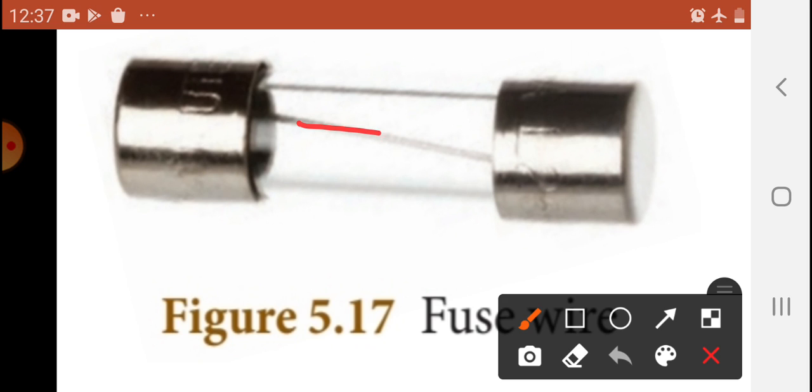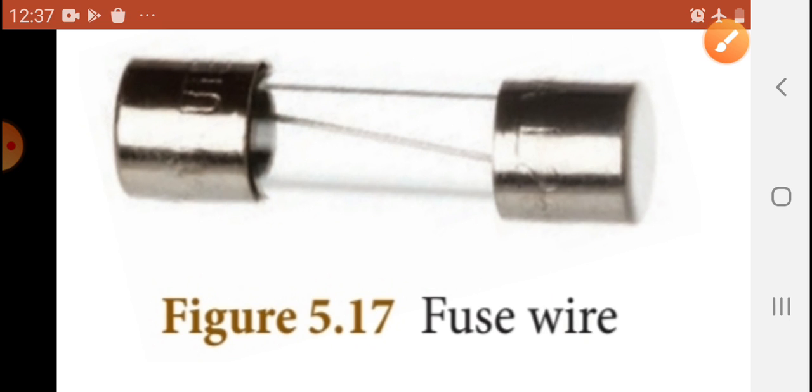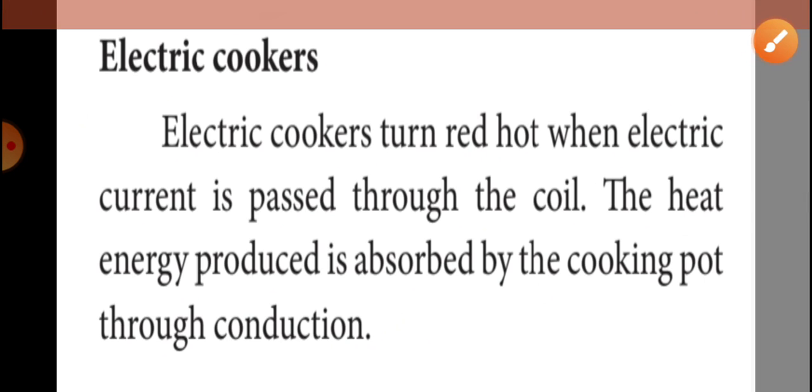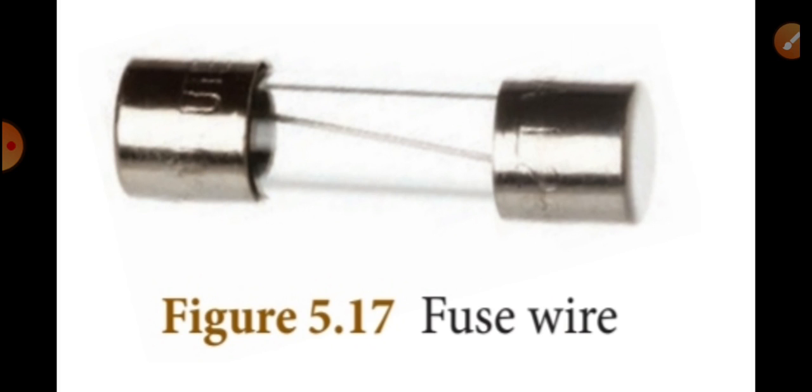That is a thin wire, that is an alloy. So that is a strip of alloy wire which is made up of lead and tin with a very low melting point. On these two sides, we have covered it with glass. So that is nothing but a fuse wire, made up of lead and tin with a very low melting point. So this can be connected to the circuit.